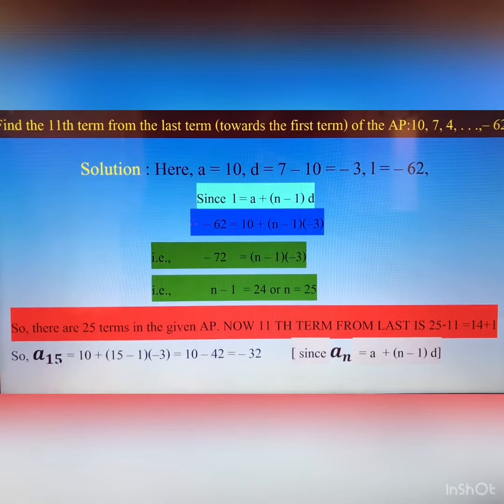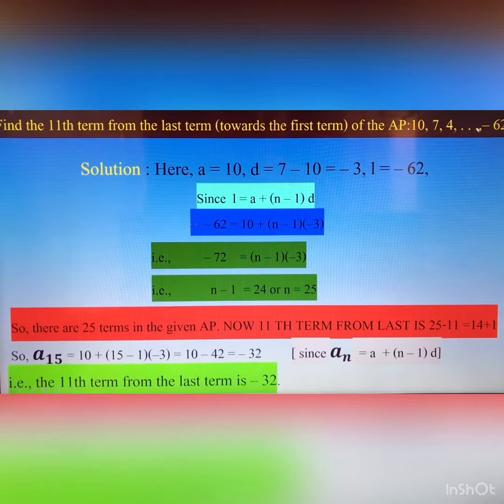So we will find the 15th term, that is a plus (n minus 1) into d, and a is 10 and n is 15, minus 1, times d, that is minus 3, and we will get 10 minus 42, means minus 32. So minus 32 is the 11th term from the last.